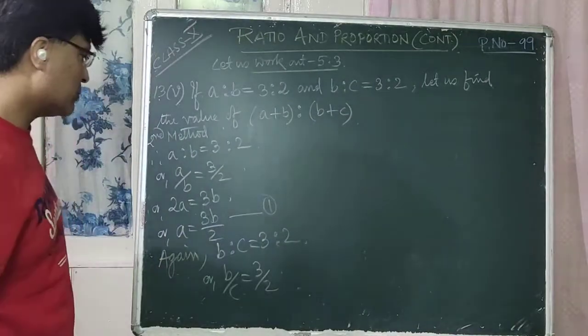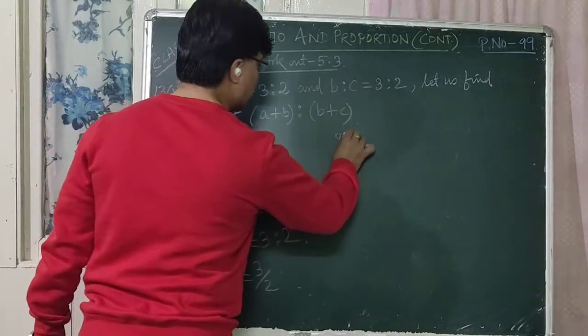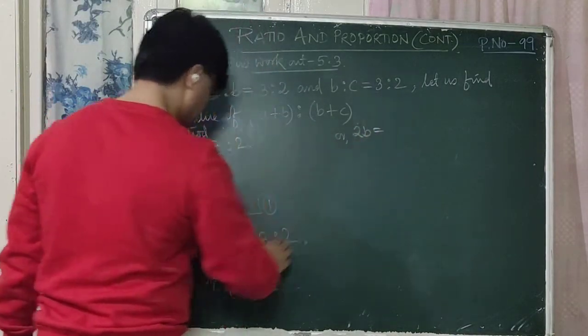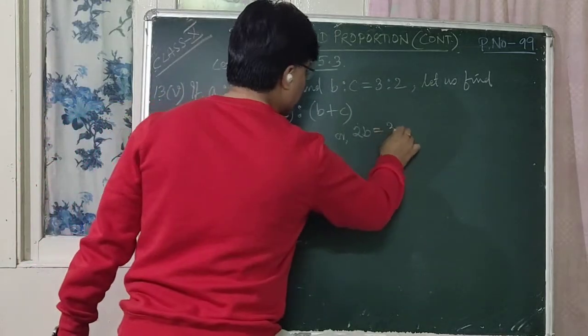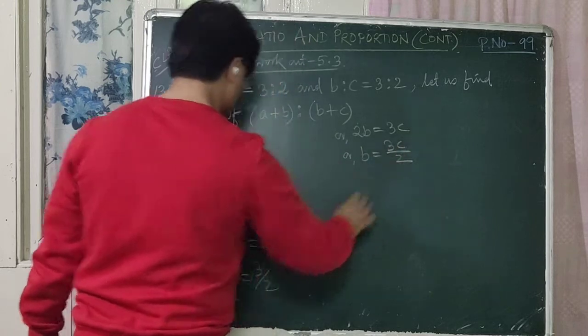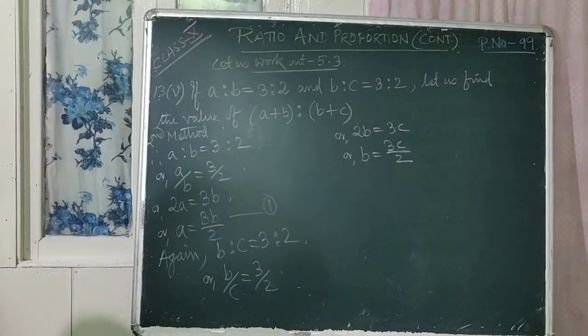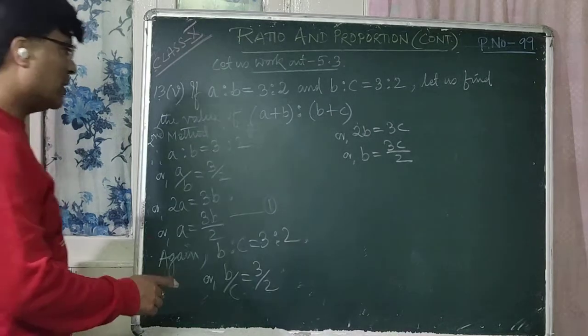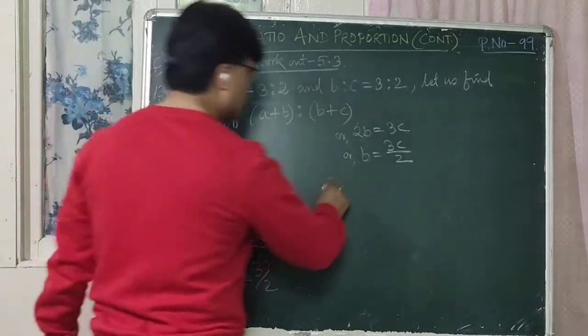So now you can do cross multiplication here. 2B is equal to 3C. Or the value for B here is 3C by 2. Is that clear? So B is equal to 3C by 2. I think you have understood it. So let us put the value for B in 1.